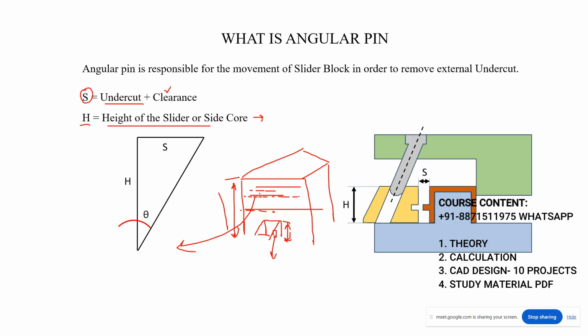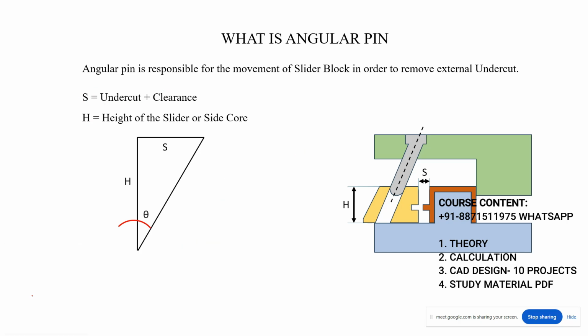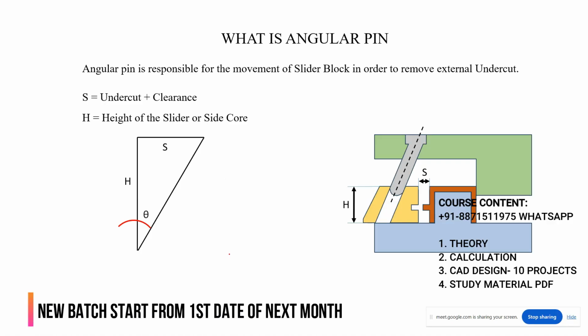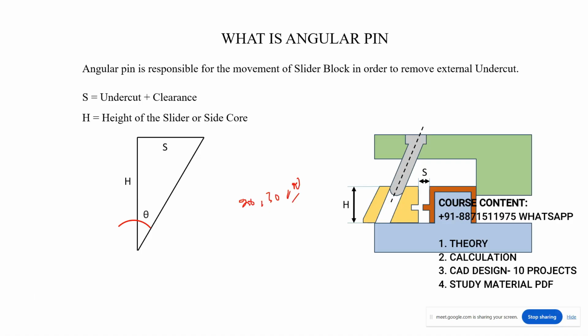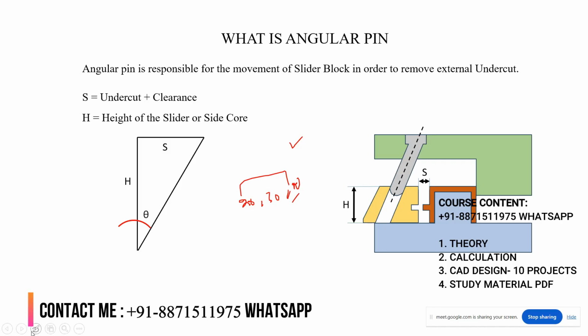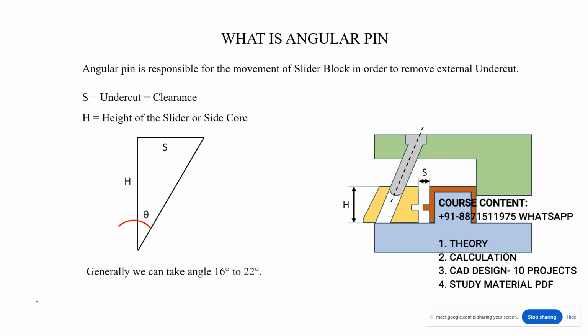Achha, understood or not? Yes, sir. Okay. So basically we have to decide the height. What height can I take? I can take the height either 20, 30, or 40. But depending upon that, we have to select the angle first of all. Now see here, generally we can take the angle 16 degree to 20 degree, 22 degree. I can replace this 22 degree with 25 degree also, but I am just telling you that 22 degree is enough, right?